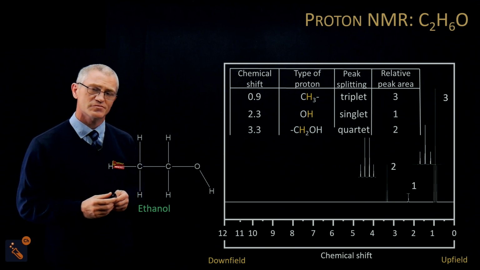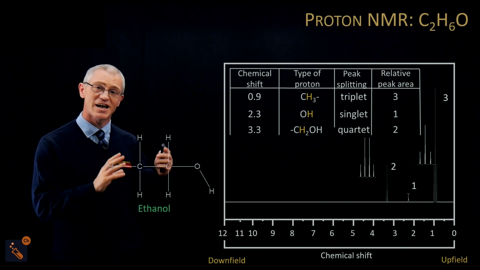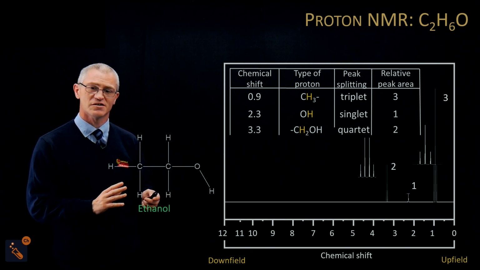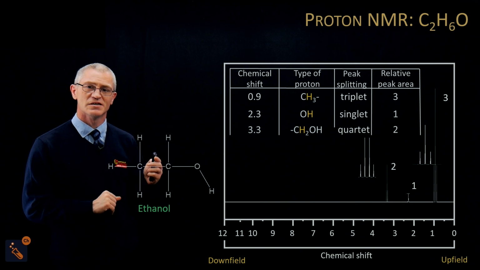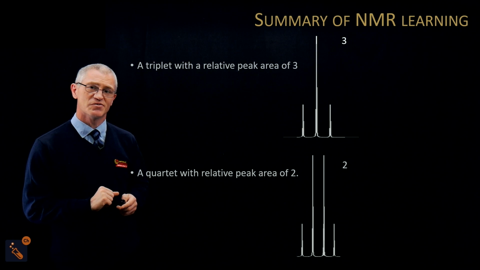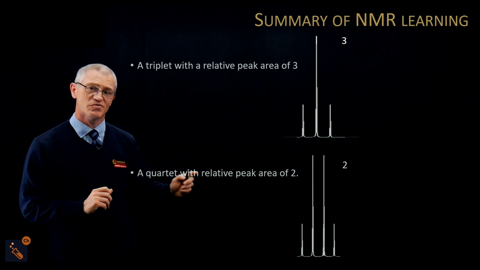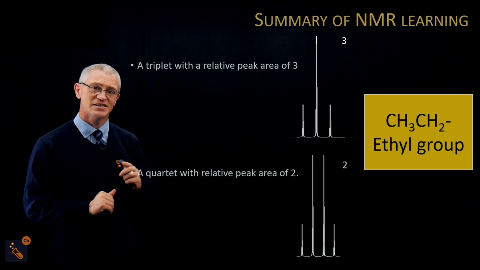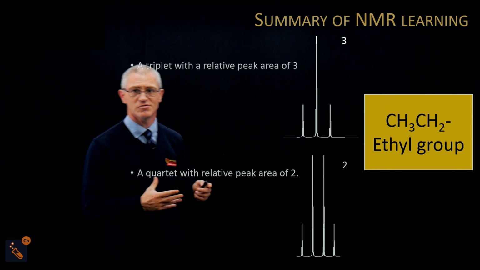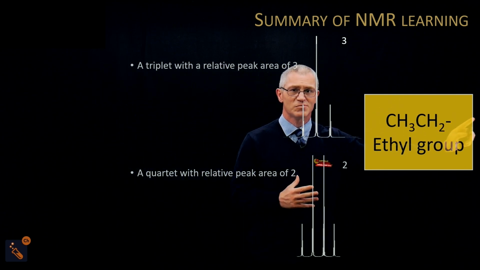Now, what do we actually learn from this? Now, the most important thing from this, and each one of these videos has a lesson, is this triplet and this quartet. Okay, this triplet and this quartet. Now, a triplet with a relative peak area of 3, and a quartet with a relative peak area of 2 is indicative of an ethyl group. So if you ever see those next to each other, it's an ethyl group. And it's an ethyl group that is not peak splitting anything else here.